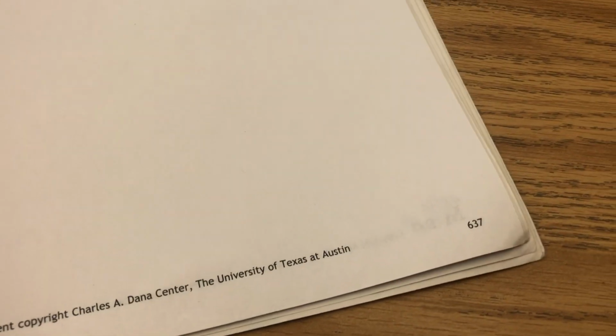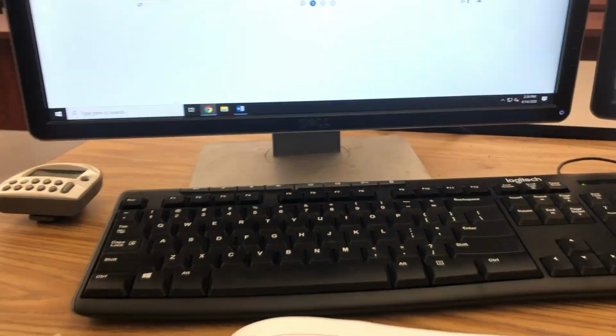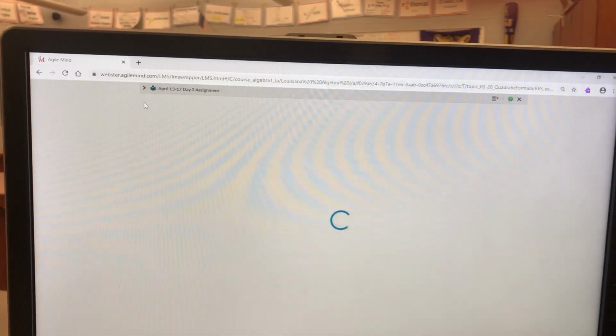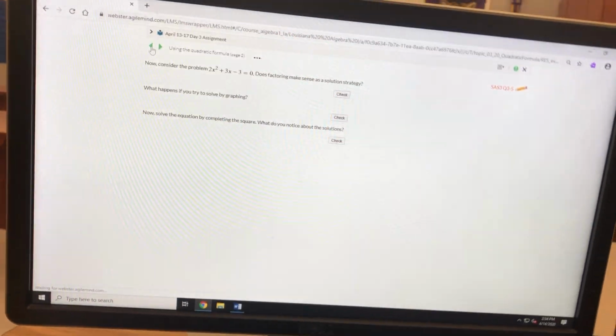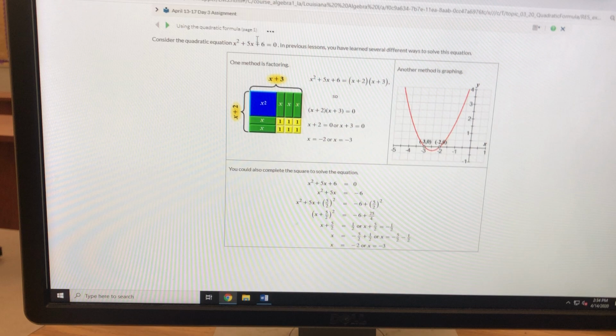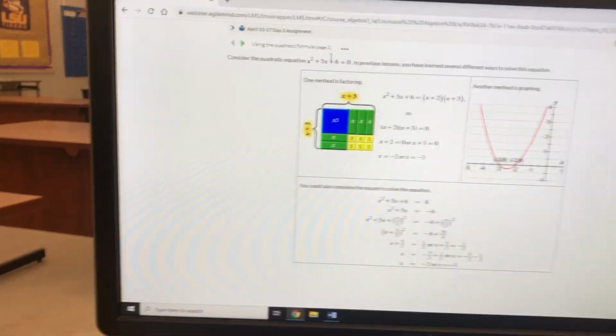This lesson starts on page 637 in your book. And I also have the day 3 assignment pulled up on the computer, which basically is the slides. The day 3 assignment links you to the slides that you can access anytime anyways.